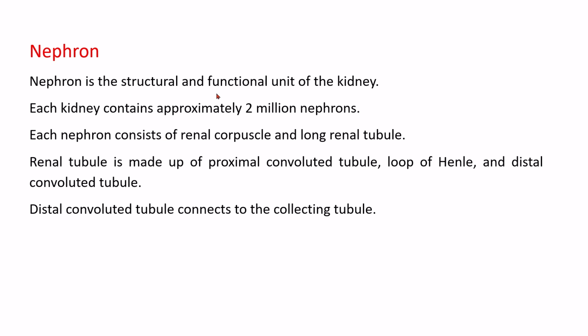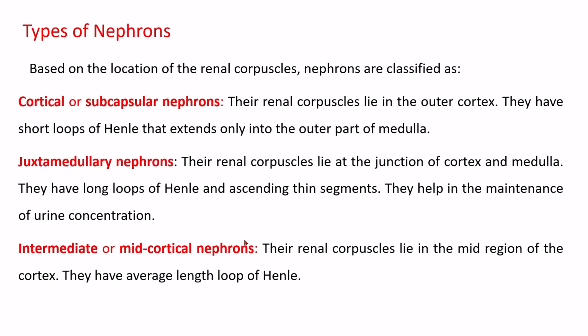So nephron is the structural and functional unit of the kidney. Each kidney contains approximately 2 million nephrons. Each nephron consists of renal corpuscle and the long renal tubule. The renal tubule is made up of proximal convoluted tubule, loop of Henle, and distal convoluted tubule. Distal convoluted tubule connects to the collecting tubule.